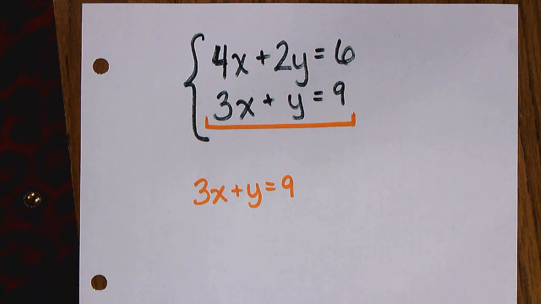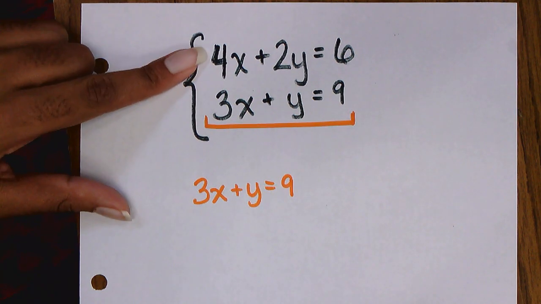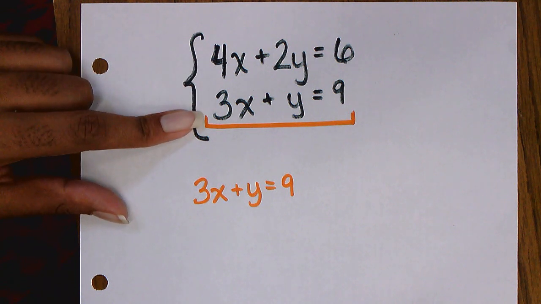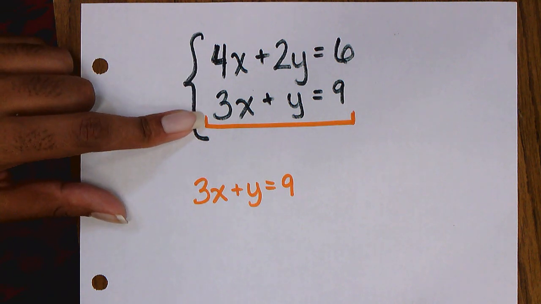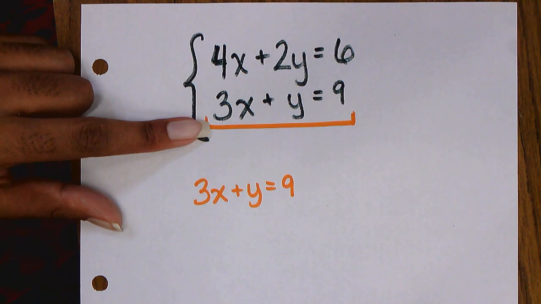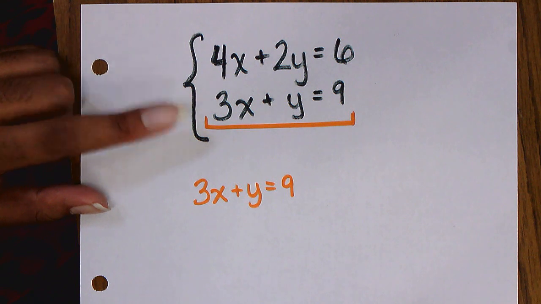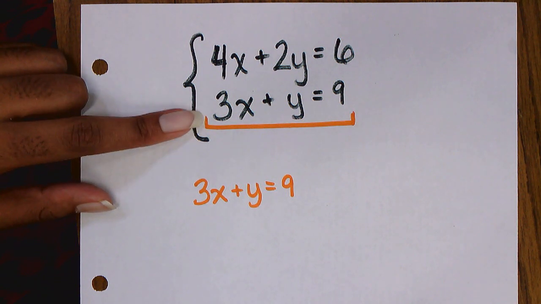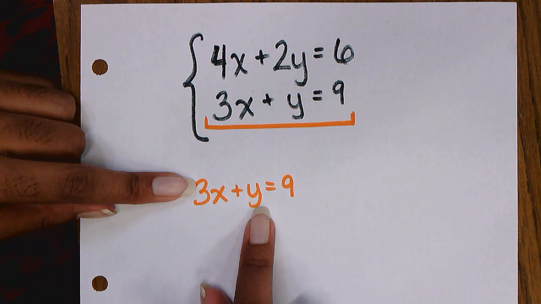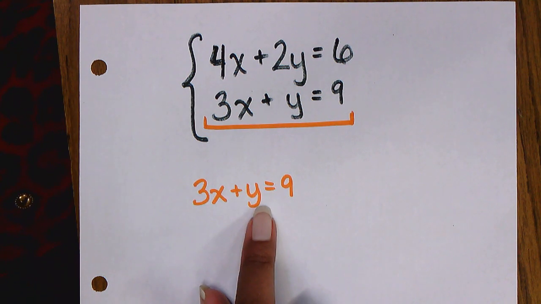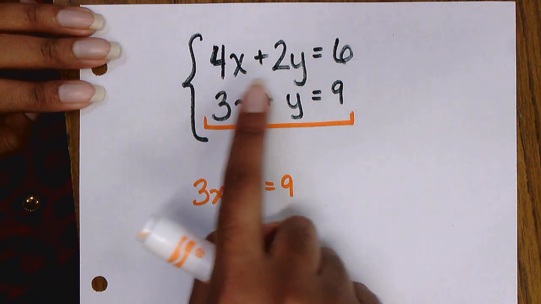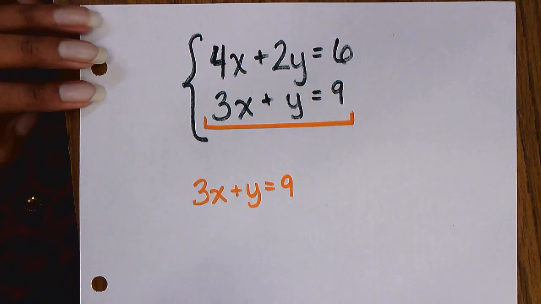So here I want to solve this system of equations: 4x plus 2y is equal to 6 and 3x plus y is equal to 9. I'm going to choose one of these two equations and solve it for one of my variables. In this case I'm going to choose my second equation, because we have a y that's already isolated in the equation, so it would be a lot easier to solve for y than it would be to solve for either variable in the first equation.